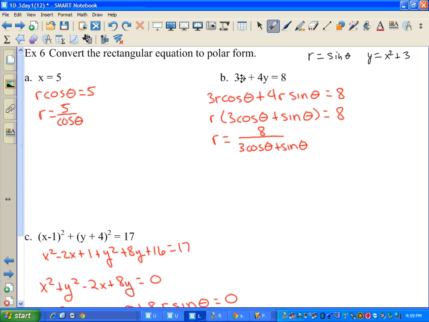In letter B, we replace the x with r cosine and the y with r sine, and leaving the 3 and 4, of course. We can factor out an r, and then divide by 3 cosine theta plus 4 sine theta.